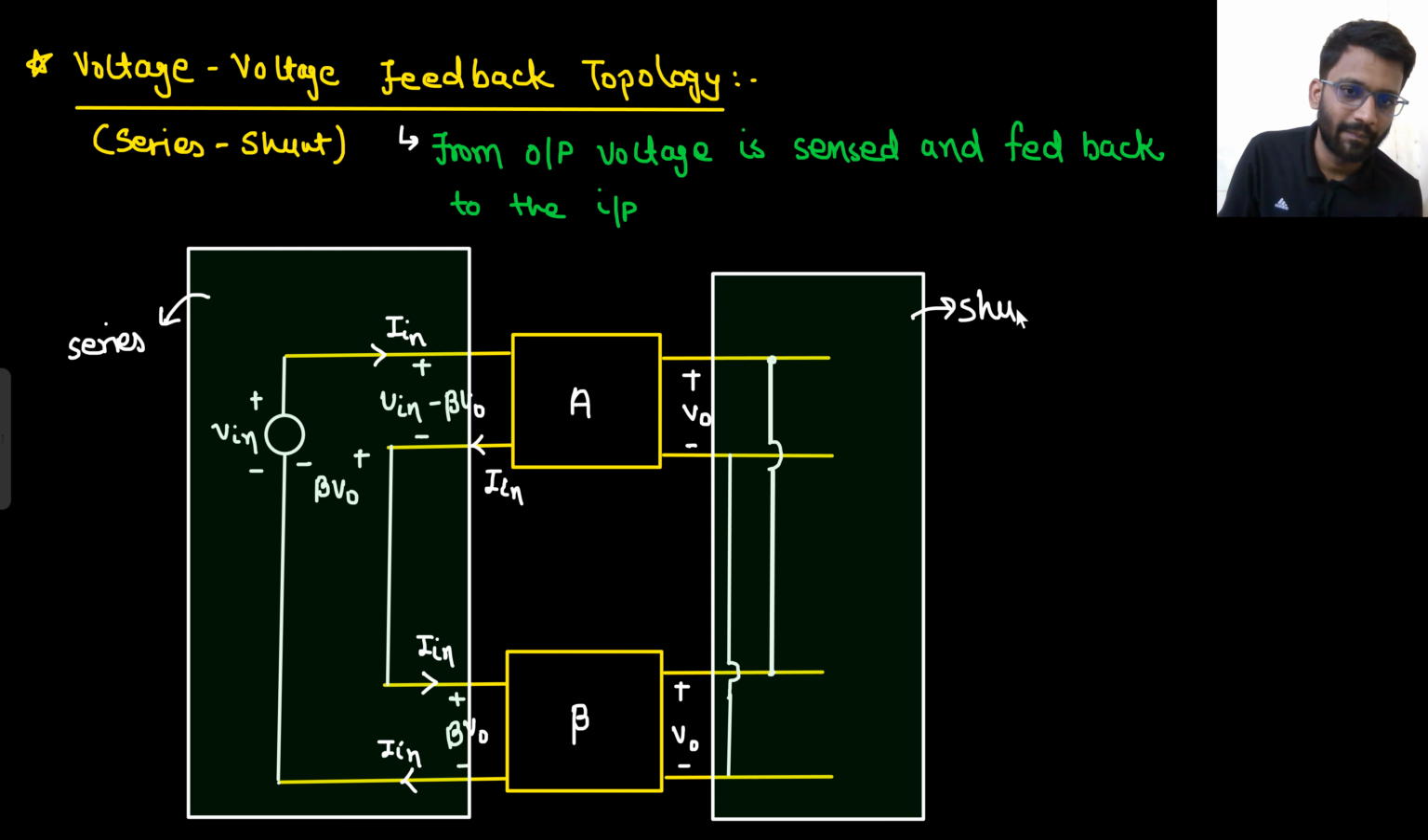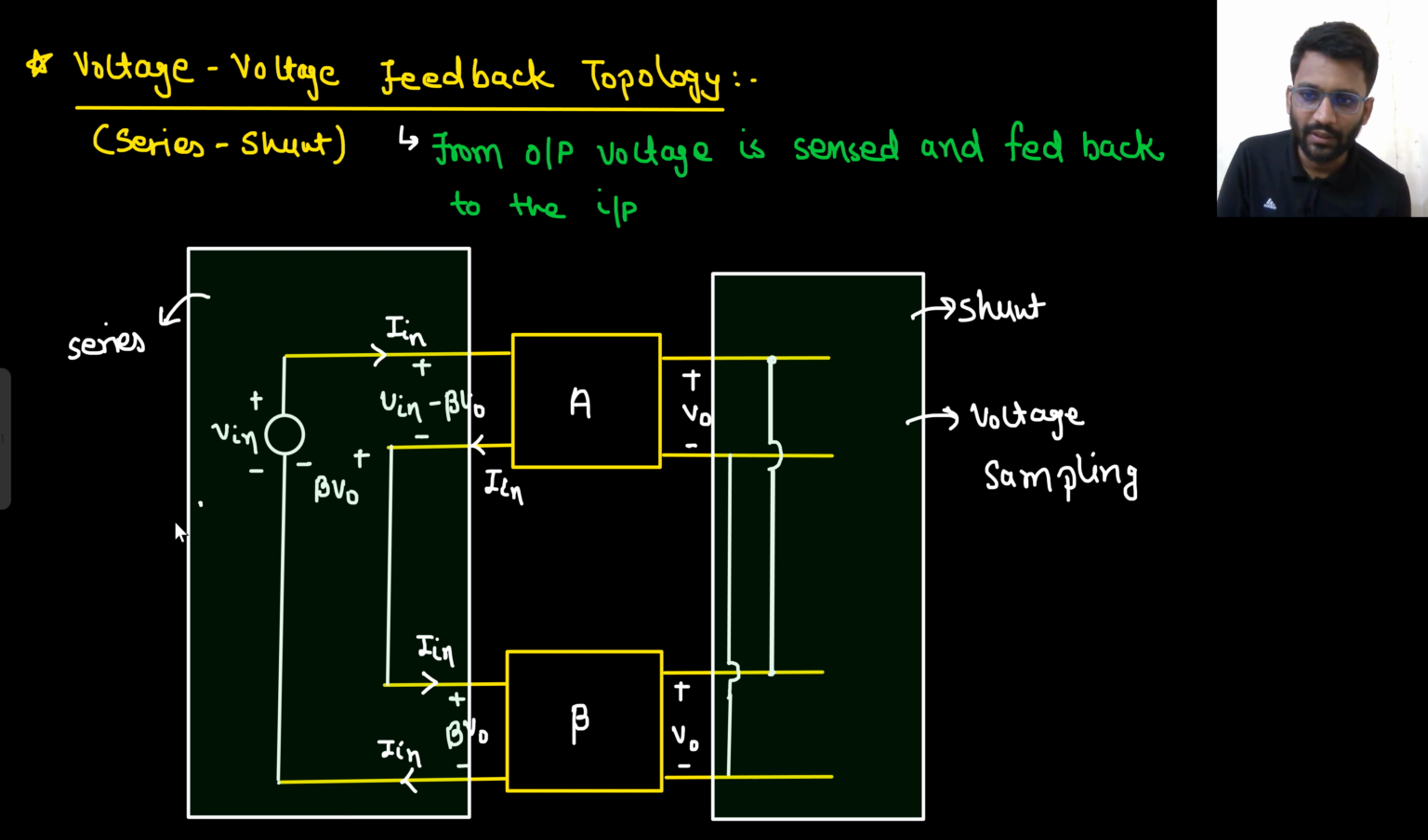Shunt. And what do I call it? Voltage sampling. And what do I call this one? Voltage mixing. Voltage sampling, voltage mixing. So how are the names written? Voltage sampling and voltage mixing, right?